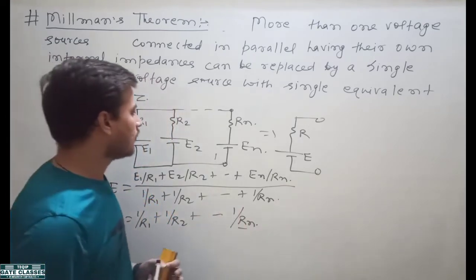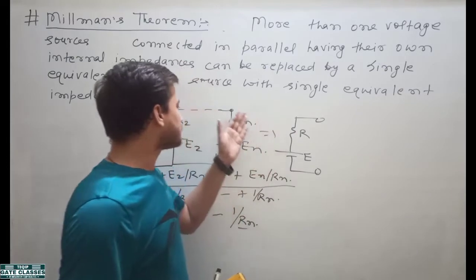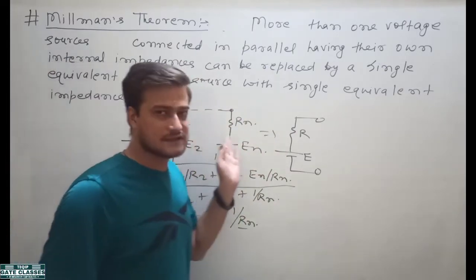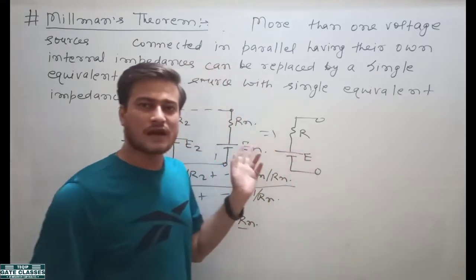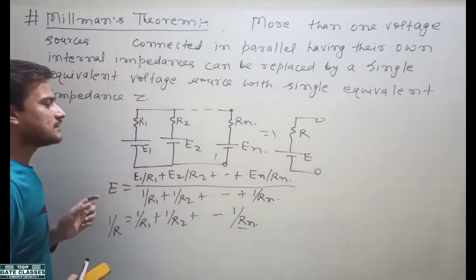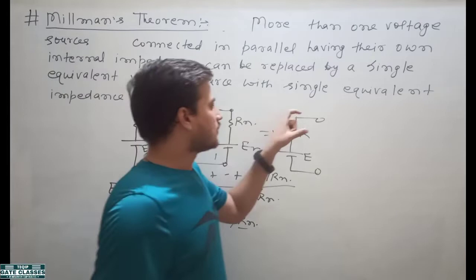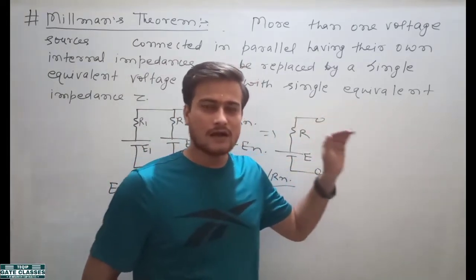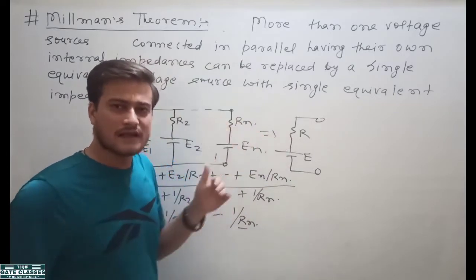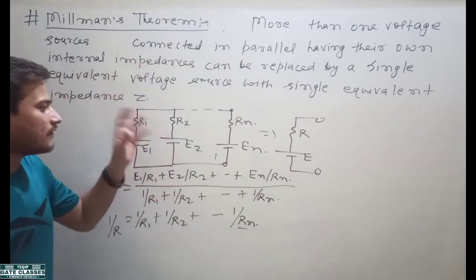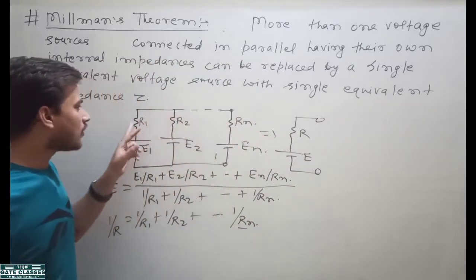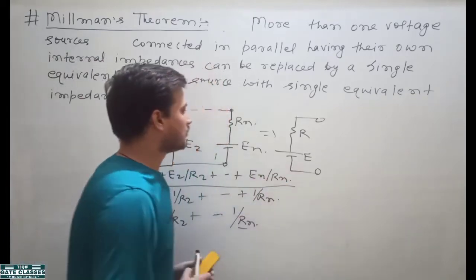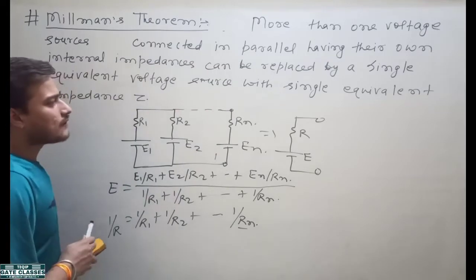Clear? Next, where is the use of this type of circuits? This type of circuit is used in ECG machine, because they are taking the voltage at the different parts of the body and they are having the different resistances. So finally an average voltage is taken with the help of this expression, that means the expression of Millman's theorem. Clear?